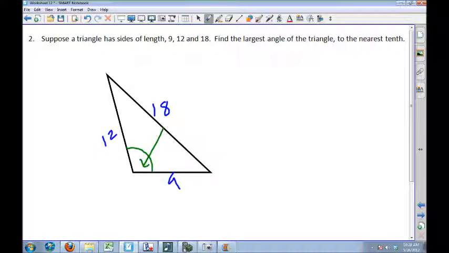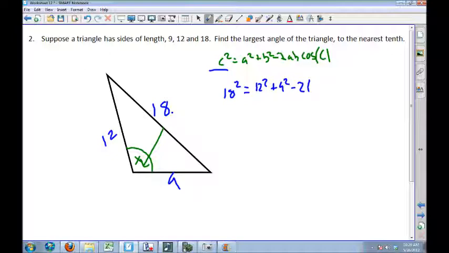I'm going to give this a variable. Let's call it x, the measure of this angle. I'm going to use the law of cosines, which tells me that c squared equals a squared plus b squared minus 2ab times the cosine of angle C. So in this case, I have my opposite side, 18 squared, equals my two other sides, 12 squared plus 9 squared, minus 2 times 12 times 9 times the cosine of x, the angle I'm looking for.